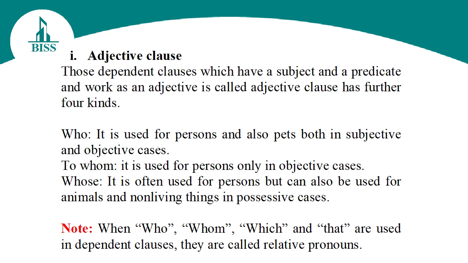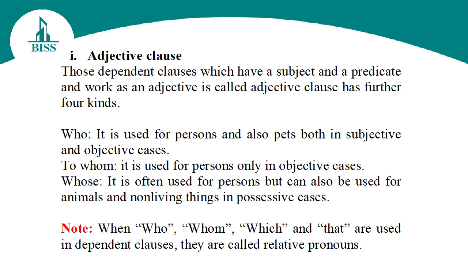Adjective is the first kind of dependent clause. Those dependent clauses which have a subject and a predicate and work as an adjective are called adjective clauses. It has four further kinds. Who is used for persons and also pets, both in subjective and objective cases. Whom is used for persons only in objective cases. Whose is often used for persons but can also be used for animals and non-living things in possessive cases.